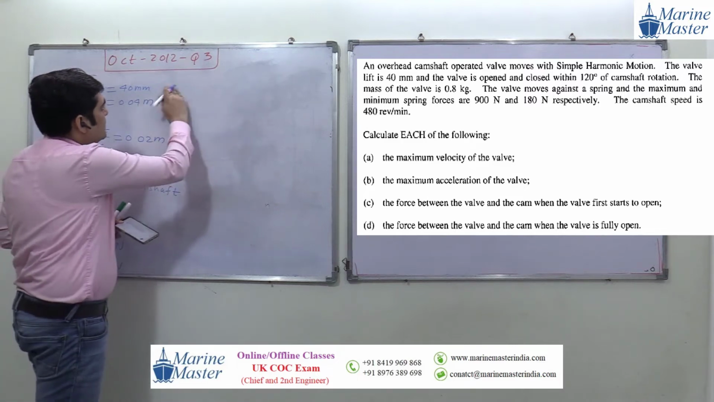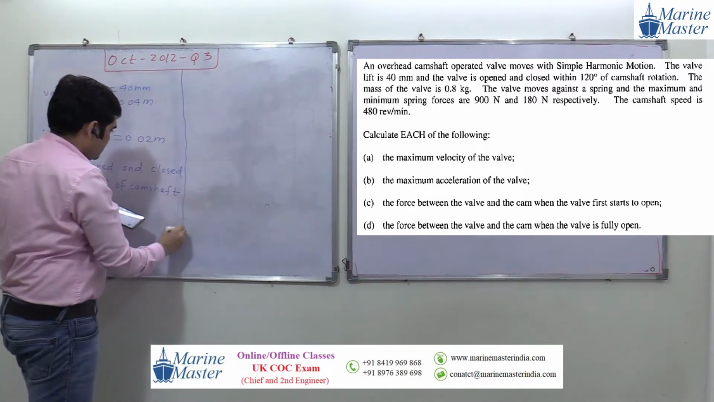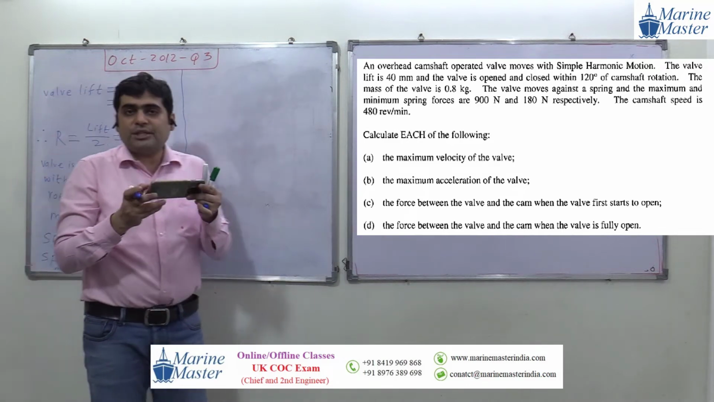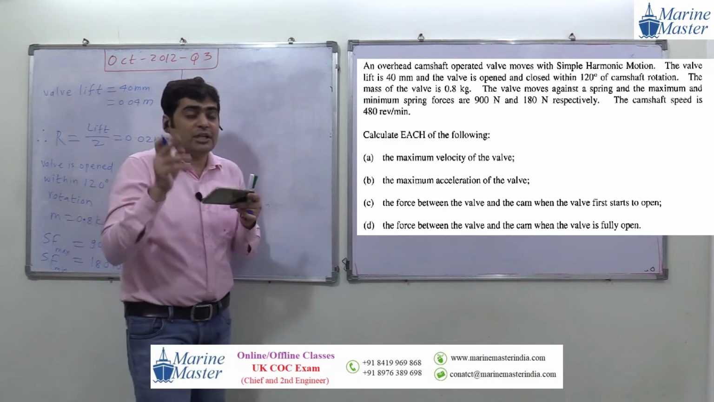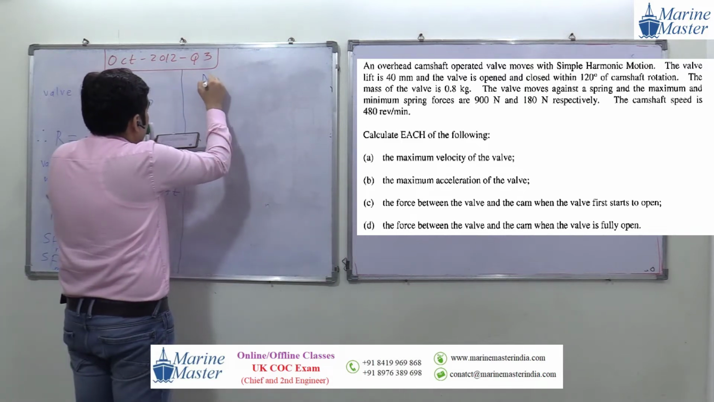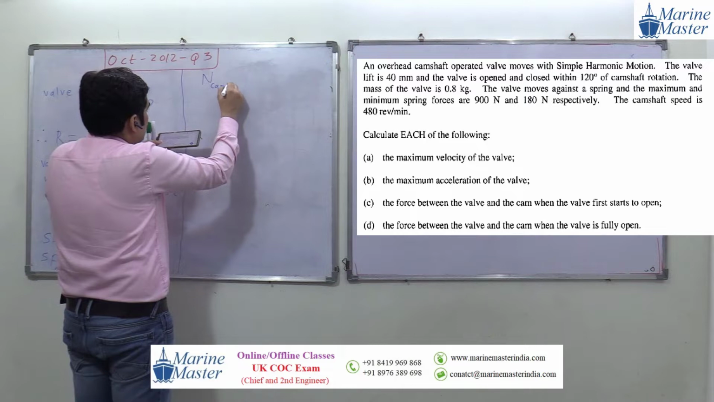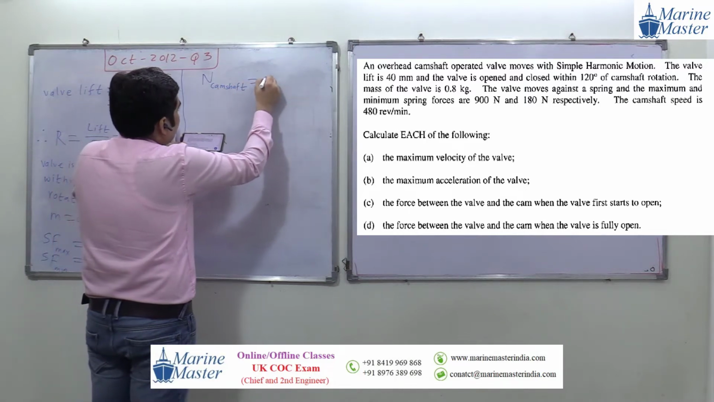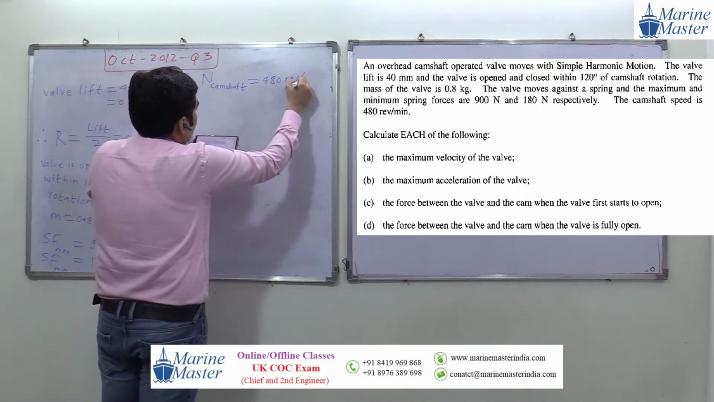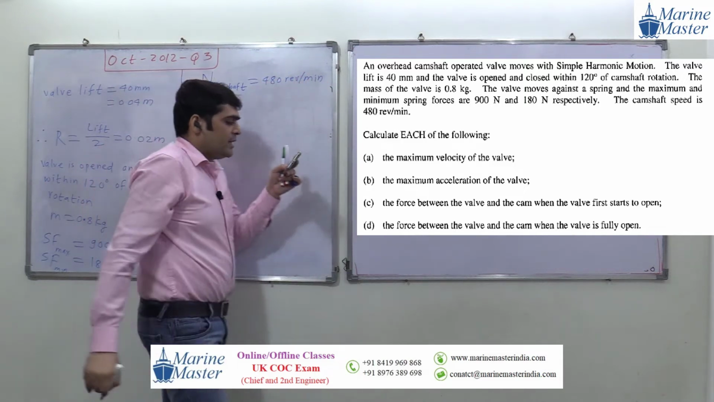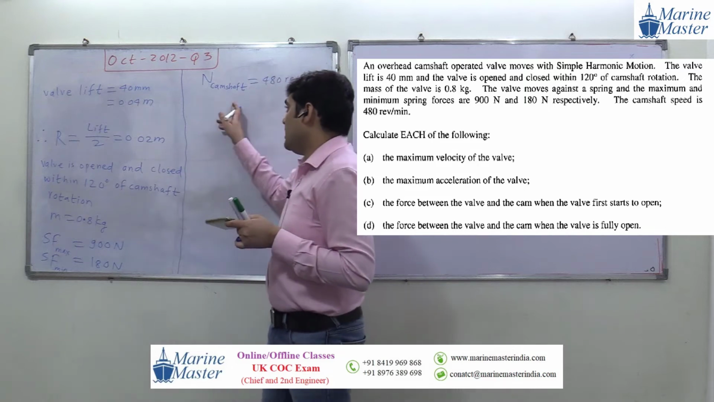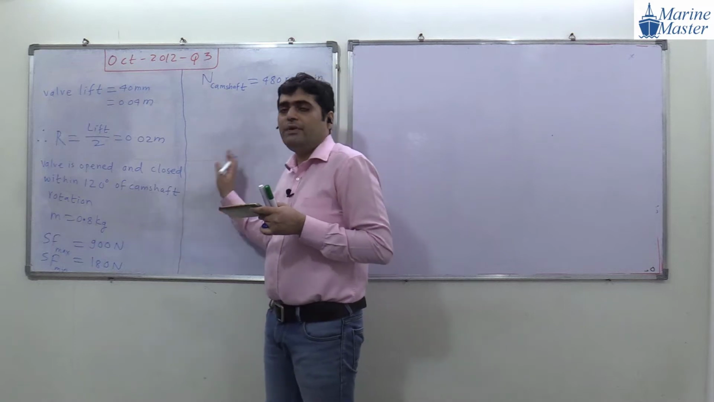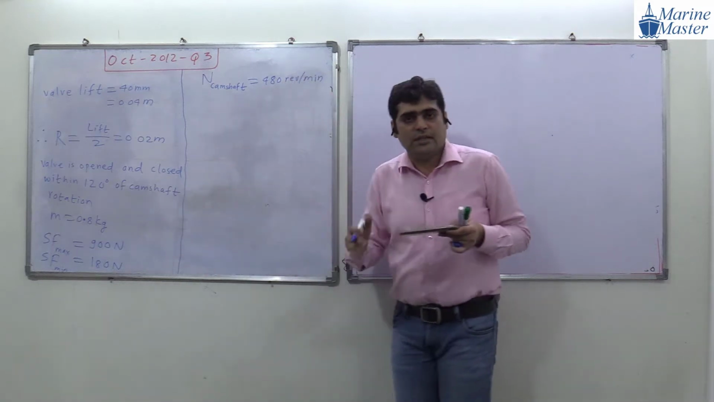See the point here. The camshaft speed, N camshaft, is equal to 480 revolutions per minute. Okay, everyone getting my point? Try to see the scenario here. Before going further, first of all, everyone please write down all these given things, then we will see further things.